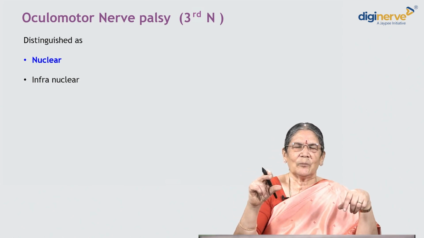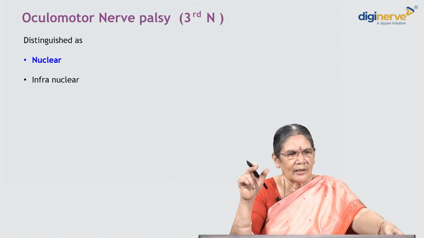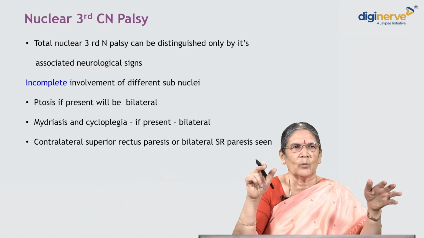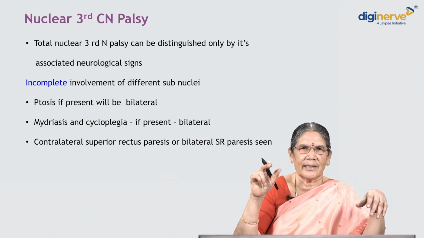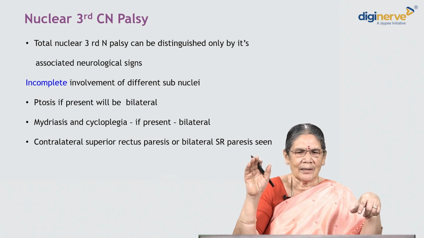Now we come to the major portion, where the sites of palsy occur. One is at the level of the nucleus, one at the infranuclear level, then the fascicular, whether it is the nerve trunk, or a partial superior division or inferior division. We will deal with them one by one. What is nuclear third cranial nerve palsy? This can be distinguished only by its associated neurological signs and some clinical findings.